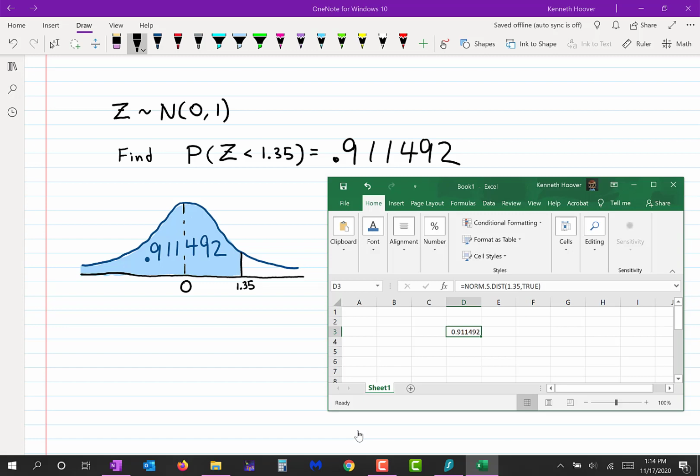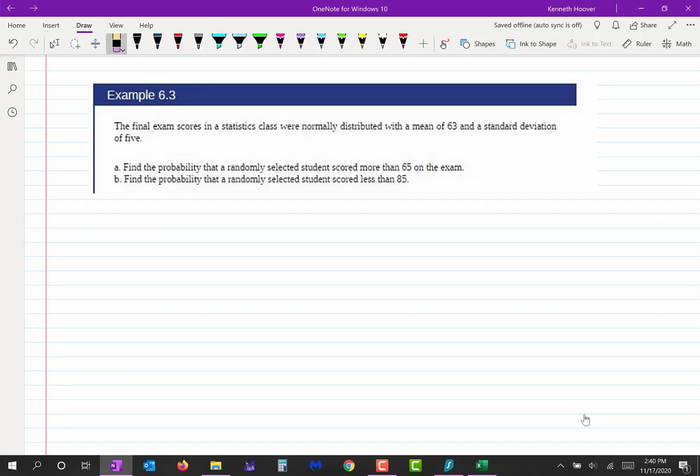Okay, now let's move on to a new question. Let's look at this question out of the book. Example 6.3, and this is coming from page 284. It says the final exam scores in a statistics class were normally distributed with a mean of 63 and a standard deviation of 5.